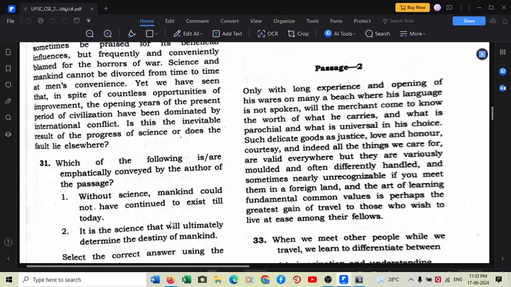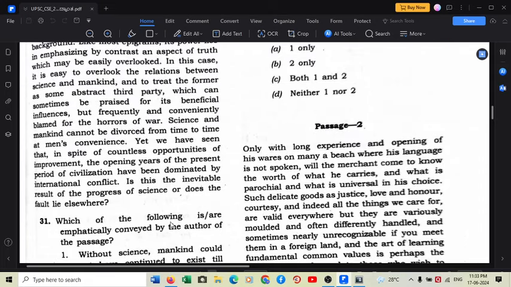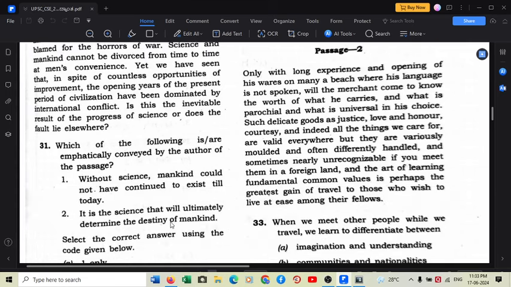So what is the passage all about? The passage is all about how science provides benefits. It is also responsible for some negatives like war. But despite our improvement, despite many opportunities over the years, civilization still is being dominated by international conflict. So statement 1 does not go with the central idea of the passage. So we'll just hold it and look at statement 2.